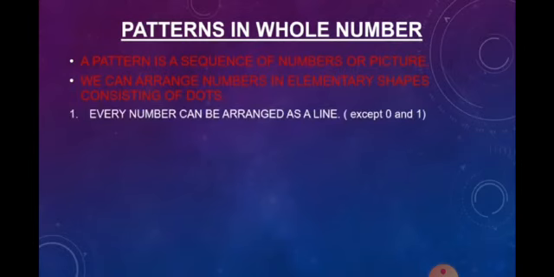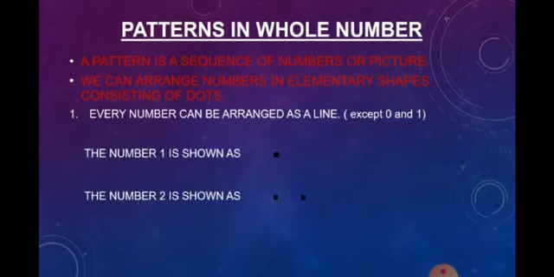First, we will see which numbers can be arranged as a line. Every number can be arranged as a line except 0. See, the number 1 is shown as a single dot. The number 2 is shown as 2 dots in a line. The number 3 is shown as 3 dots in a line. So every number can be arranged as a line.